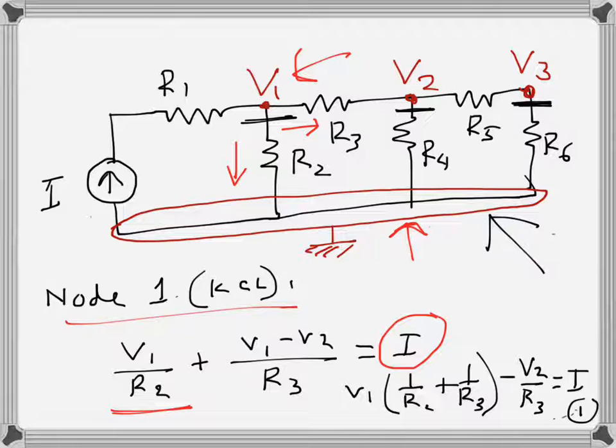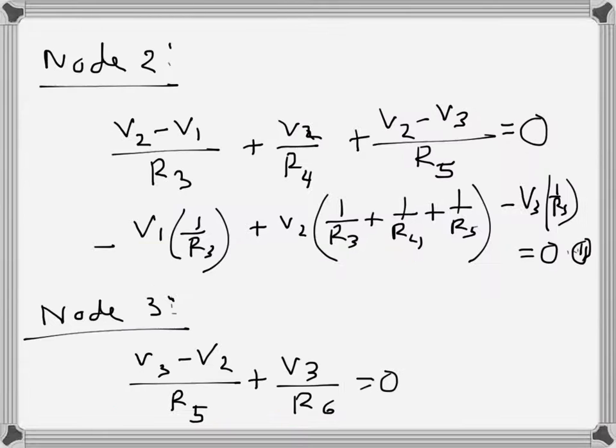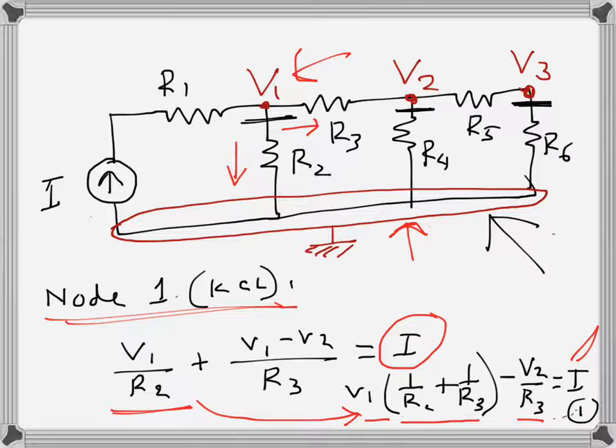So I have done that, and then I have rearranged the equation here. What I have tried to do is identify the coefficients of V1 and V2 like that, and this is the I on the right hand side. Similarly, I have written the equation for node 2.